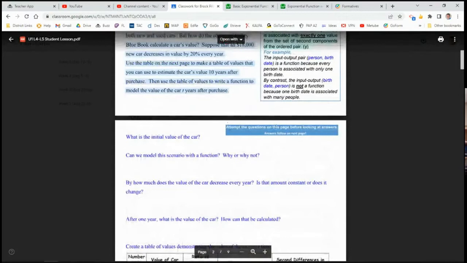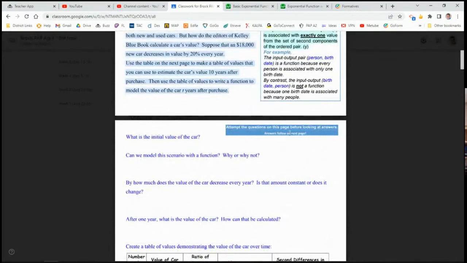It says attempt the questions on this page before looking at the answers. The answers follow on the next page. It tells you right here that the answers are coming. So see if you can do that.